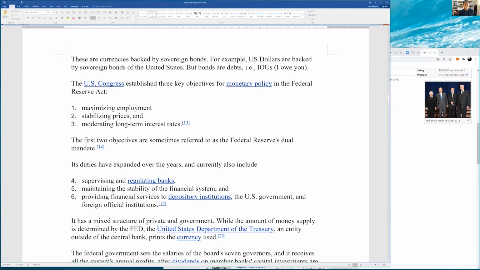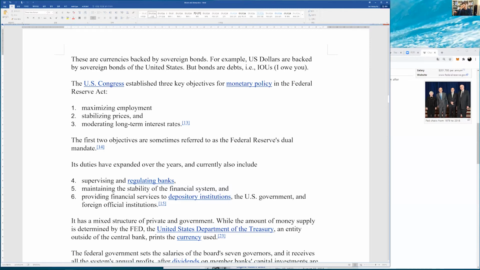And the United States has been utilizing this power for their own benefits. Okay, the U.S. Congress established three key objectives for monetary policy in the Federal Reserve Act. The first one is maximizing employment, and the second one is stabilizing prices and moderating long-term interest rates.